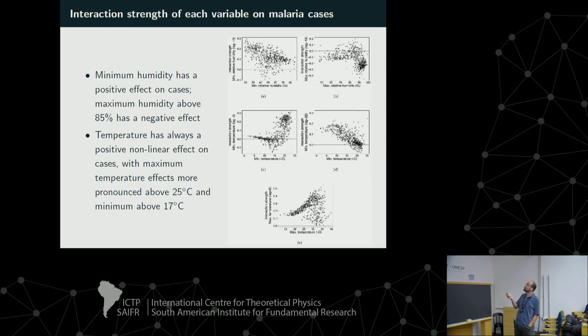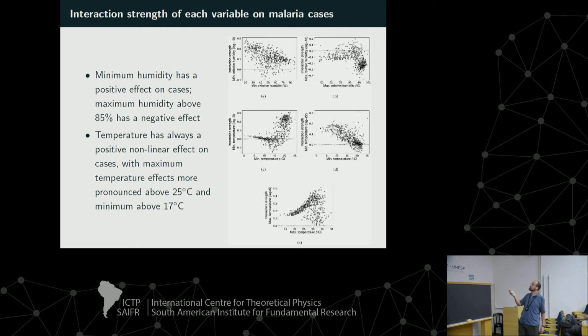So for instance, for minimum humidity, it's almost always positive, okay? This is very noisy, but it's almost always positive, and it's stronger for low humidity. So if you have a low humidity, increasing humidity a bit has a higher impact than when you are at high minimum humidity. Increasing humidity has a smaller effect per increase of humidity, right?